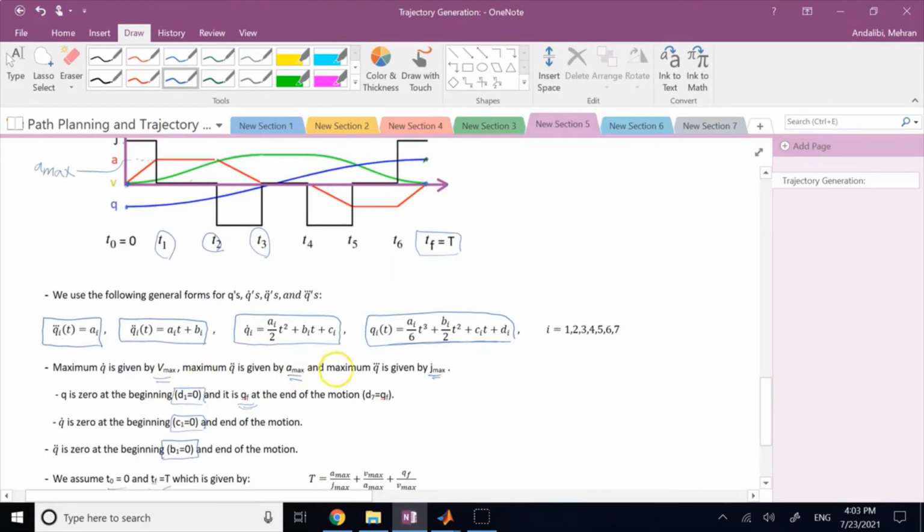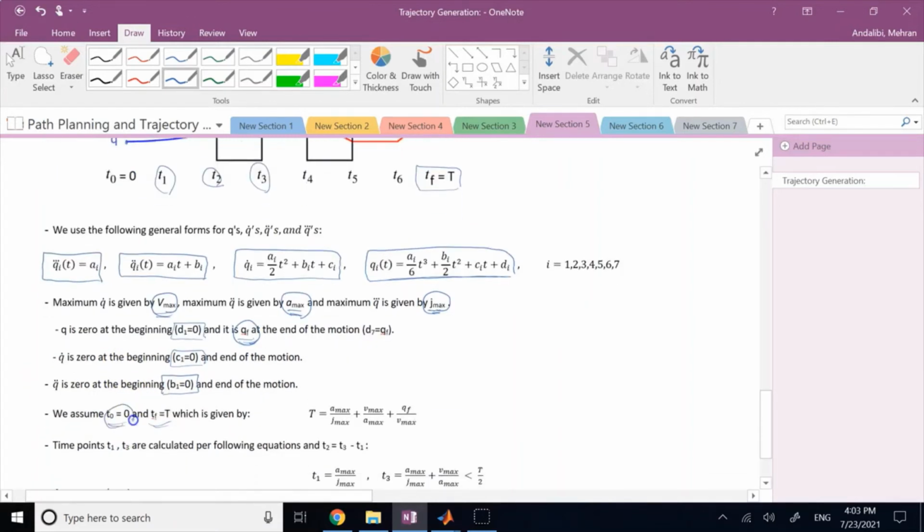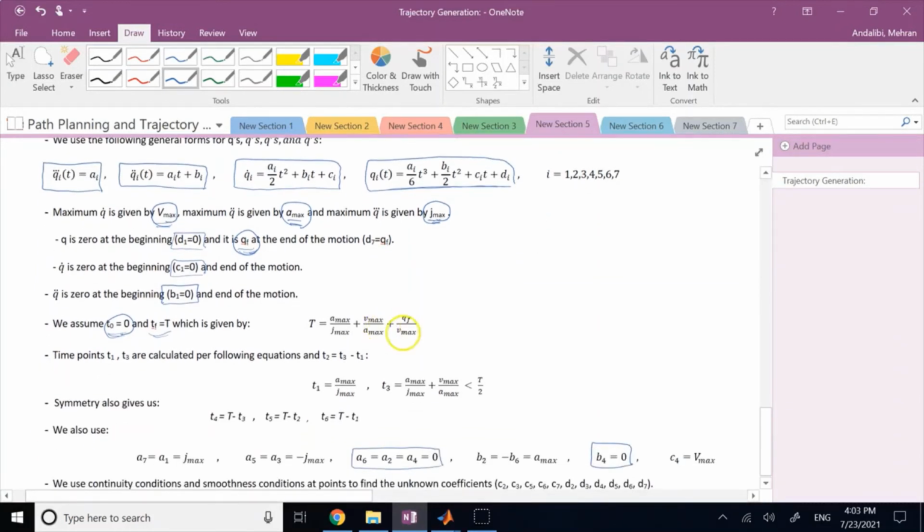If you choose your Vmax, Amax, and Jmax, and your Q final, these are the 4 parameters that you have to choose. Based on the motor, these 2. This is based on the mechanical properties of the robot link, and QF is the angle you want to rotate through. Okay, so you have 4 given numbers. Your initial time is 0, of course, in this case. You assume the initial velocity, acceleration, and angle to also be 0. And then you can determine your final time.